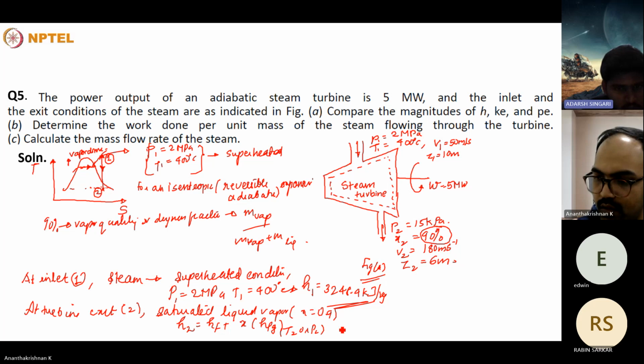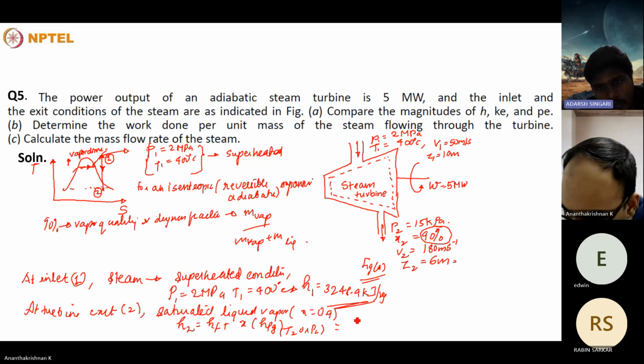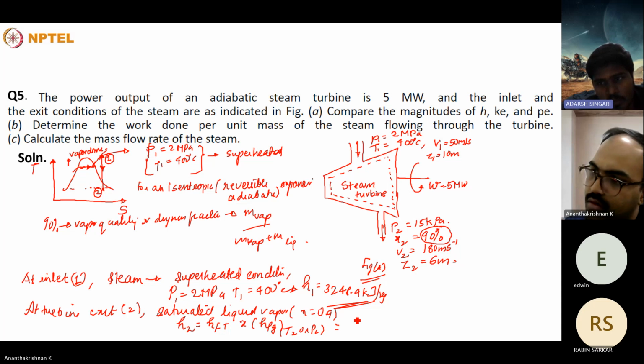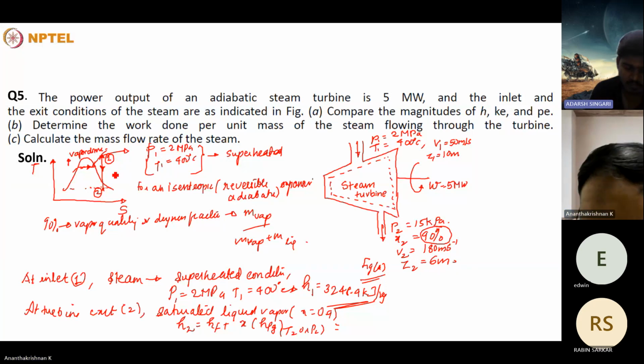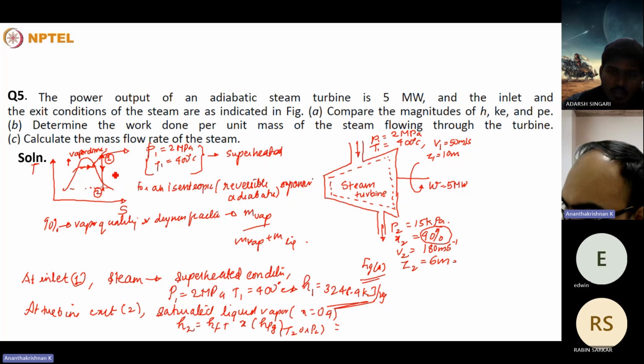Sir, if temperature and pressure both are given at the inlet, P1 and T1, then by what property do we consider, temperature based or pressure based? Yeah, I'll come to it.